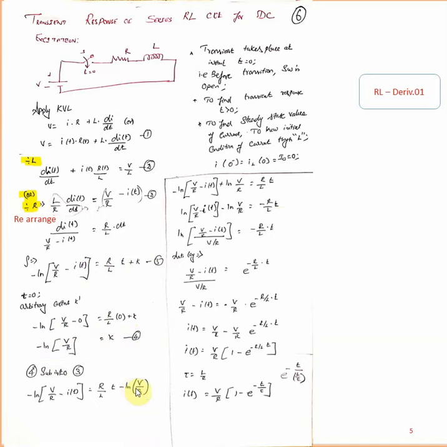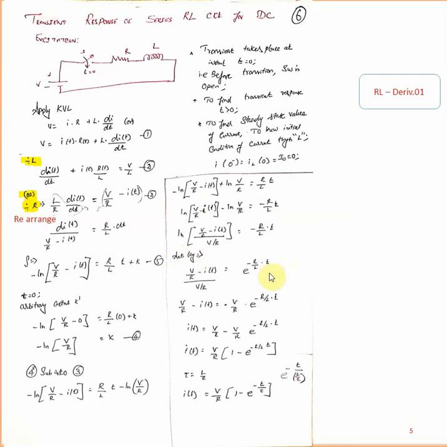Move it to the other side: minus moves to the other side as plus. Then rearrange the sign, so I want to change plus, minus, minus. Then ln a minus ln b means ln of a by b, a divided by b terms. Then I want to take the anti-log. If I take the anti-log, ln is removed, and e power the right-hand side terms.